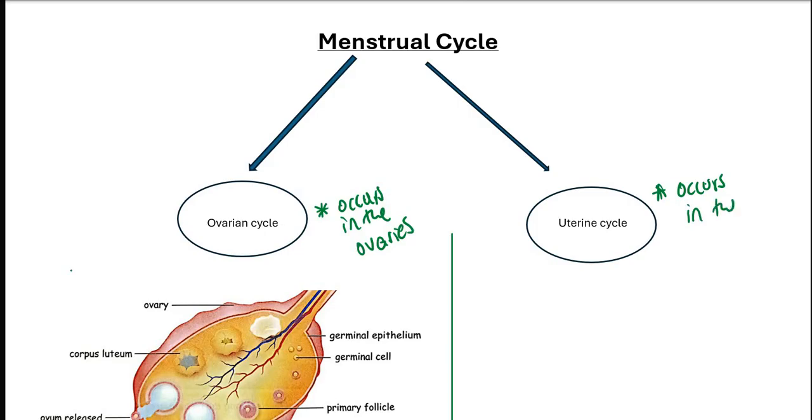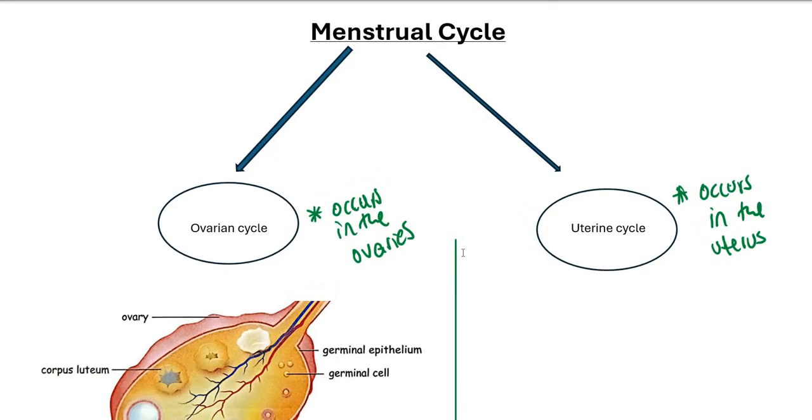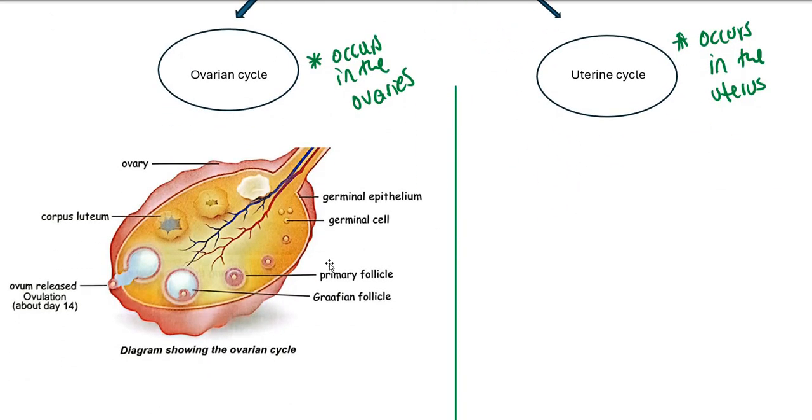Okay. And now they are happening at the same time. It's very important to take note that the uterine cycle doesn't wait for the ovarian cycle. The uterine cycle happens at the same time as the ovarian cycle. And you should know that whatever is happening in the ovarian cycle affects what is going to be happening in the uterine cycle.